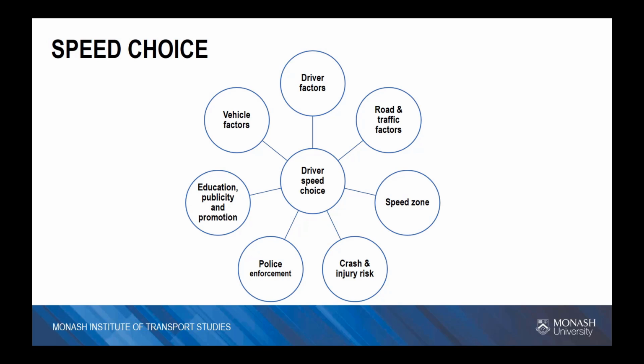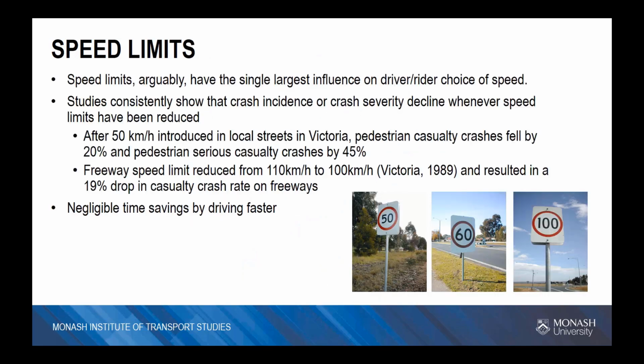Of course, speed is not a simple variable, and there are various factors that influence the speed that drivers choose, including driver factors, road and traffic conditions, the speed zone they're in, crash and injury risk, police enforcement, education, and vehicle factors. Of course, arguably, the thing that has the greatest influence on drivers' choice of speed is the speed limit that they're in.